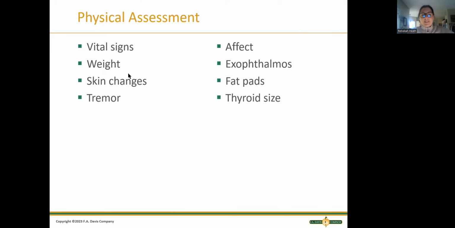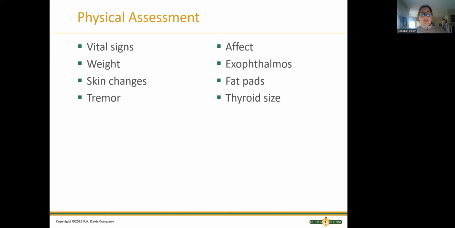So we're going to take their vital signs, their weight, look at their skin, note any changes, tremor, like I talked about a little bit ago. What's their affect? Exophthalmos. Are their eyes bugging out a little bit? Sometimes fatty pads, like you see people who have not just the kind of humpback, but they can produce this kind of fat pad on the upper back of the neck area. Sometimes they call that a buffalo hump. You also think about thyroid size.